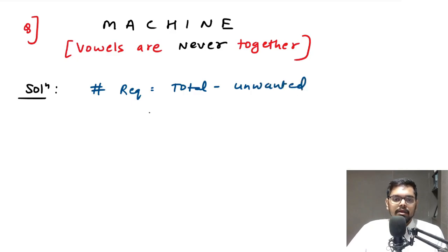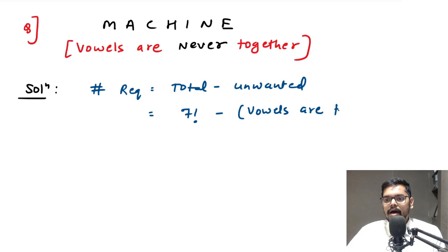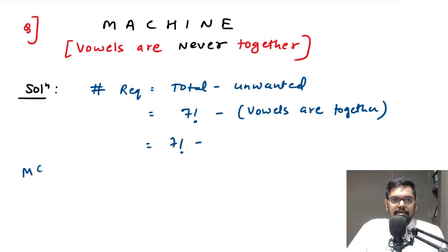So here I am going to say total is 1, 2, 3, 4, 5, 6, 7. 7 letters can be arranged among themselves in 7 factorial ways, minus unwanted. Since your wanted is vowels are never together, unwanted would be vowels together. So opposite of that is vowels are together. If that is the scenario, you know how to solve. So you can make it here that M is consonant, C is consonant, H is consonant, N is consonant, vowels are A, I, E, which should be together, right?